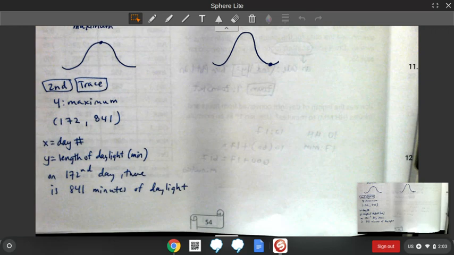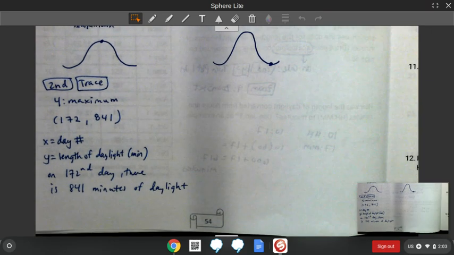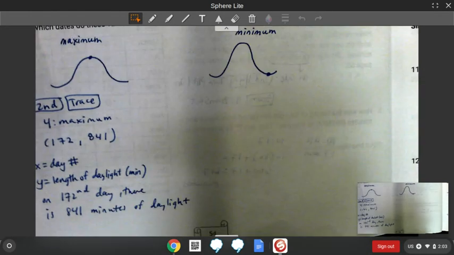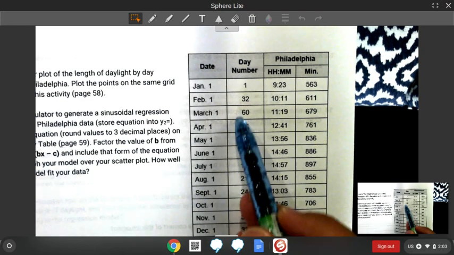102nd day, I don't really know exactly when that is throughout the year. 841 minutes of daylight, that doesn't really mean much to me. So we can go to any of the tables in here. Here's our day numbers on the next page for Philadelphia. We're just focusing on the day number here.